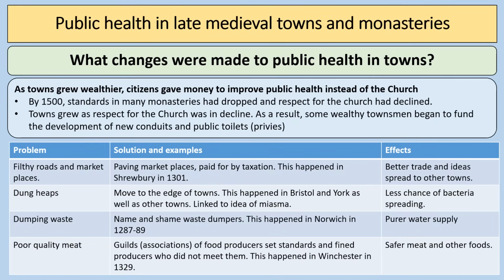Dung heaps were being moved to the edge of towns. That happened in places like Bristol and York, linked to the idea of miasma. On dumping waste, in Norwich, 1287 to 89, they were naming and shaming waste dumpers. That would lead to a purer water supply.